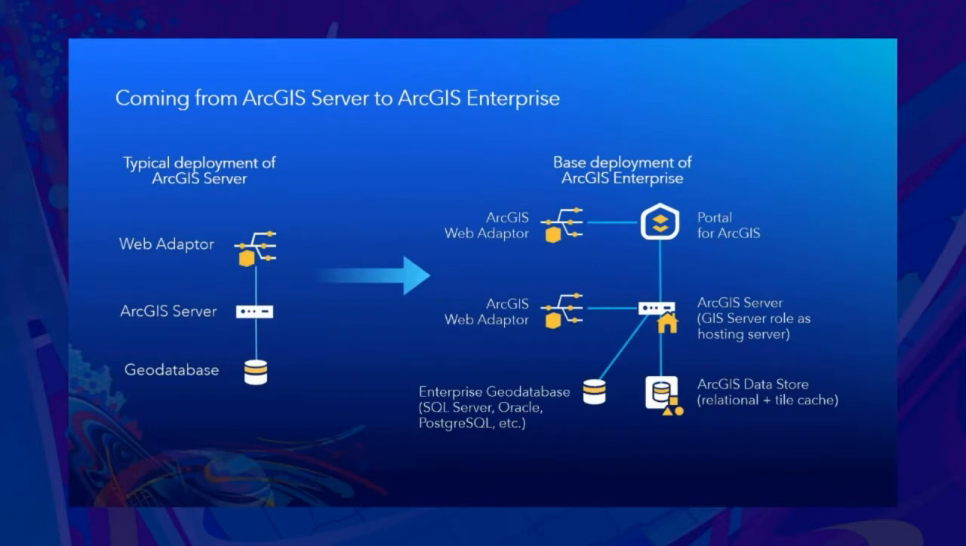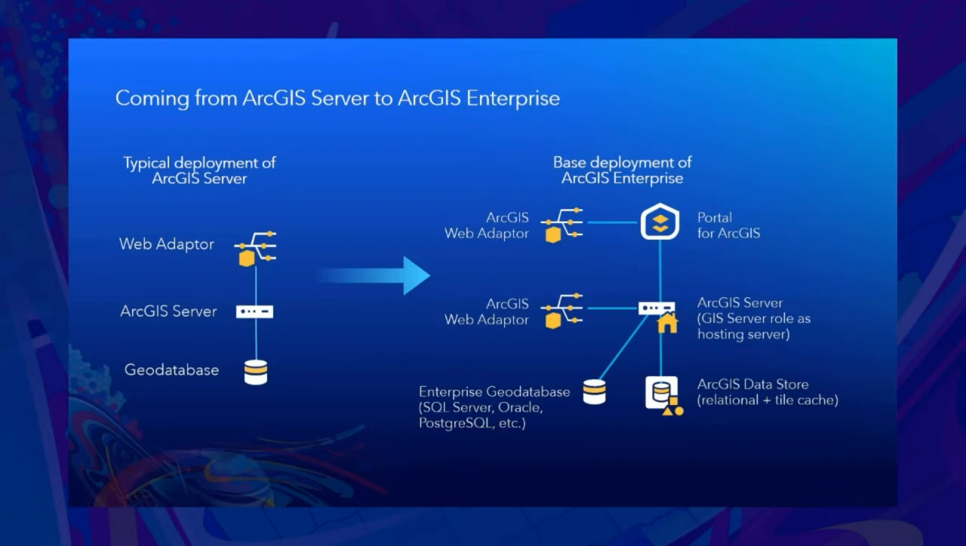So let's talk about coming from an ArcGIS Server to an ArcGIS Enterprise. There's probably a lot of you who have been around the industry for a while and are very familiar with this typical deployment of an ArcGIS Server. That idea of a web adapter, an ArcGIS Server, and then maybe a geodatabase or data sources on disk. That was a very traditional pattern or paradigm for deploying an ArcGIS Server and service enabling content. And that's actually still out there and certainly still valid.